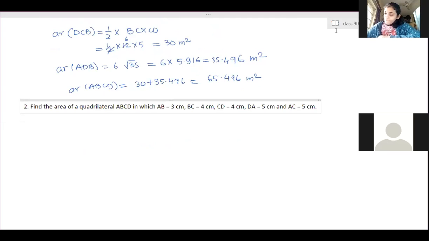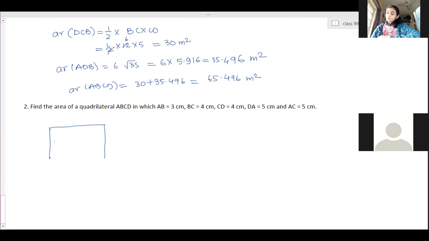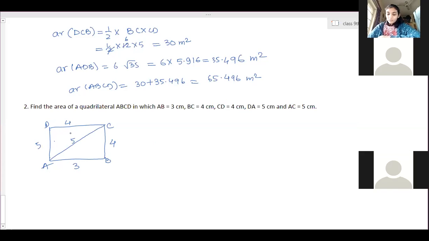Ma'am, the answer is 24.32 meters square. Centimeter square, sorry. Ma'am, 15.2 centimeters. It is 24.32. Ma'am, 15.2 centimeters square.